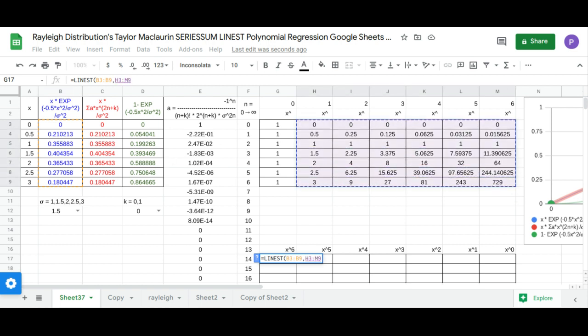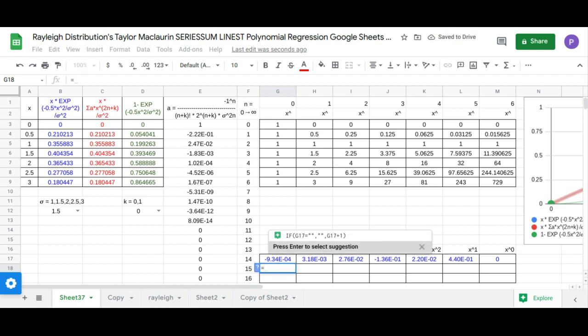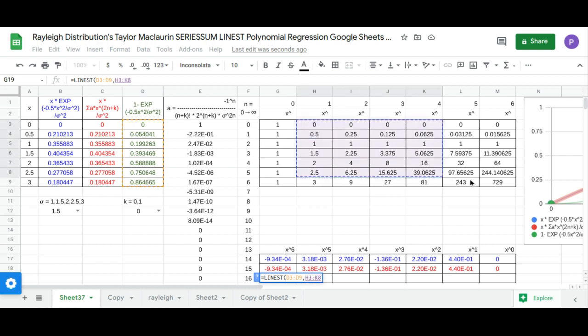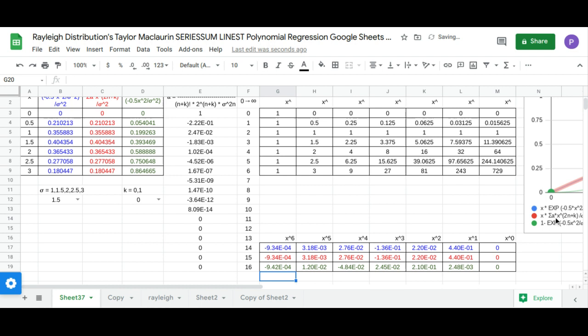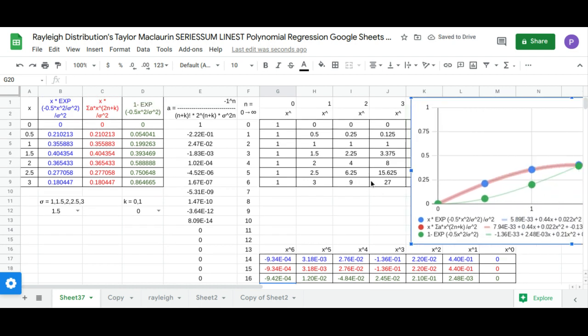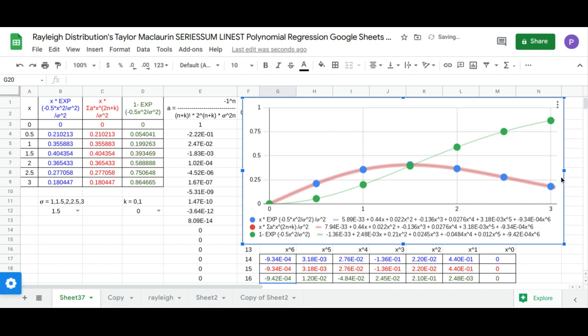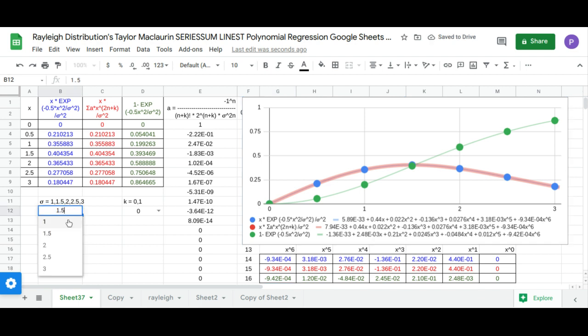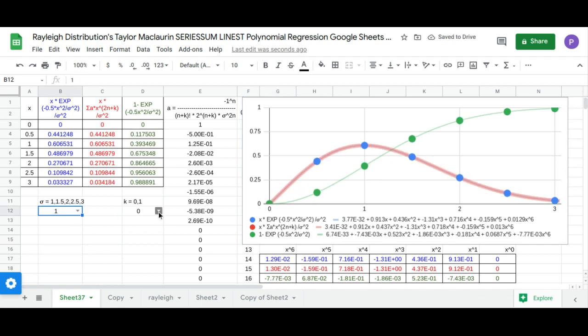That's for the probability density function. So Linest for the expansion, data y and data x. And finally, the cumulative distribution function, which is Linest data y and data x. So we can look into the coefficients. So we start with 1. That's 0 or 1.